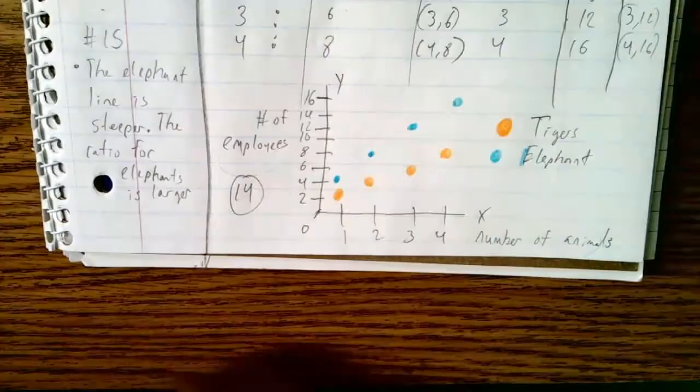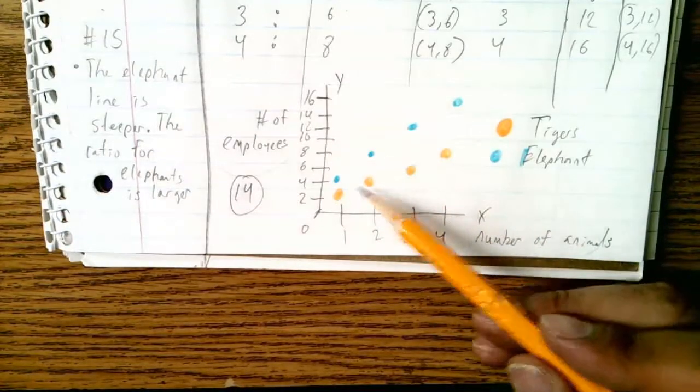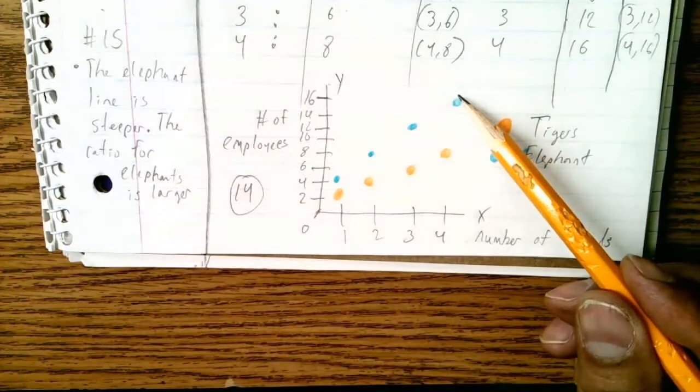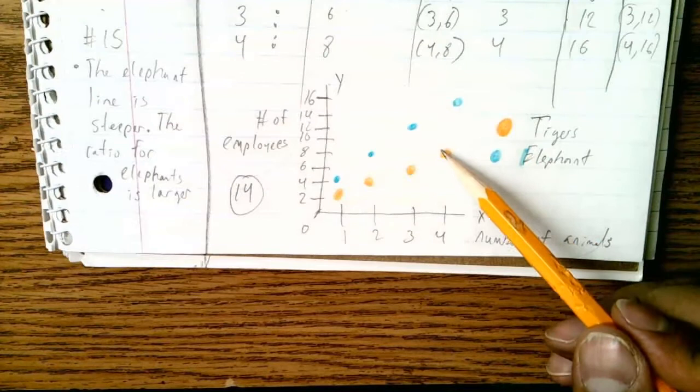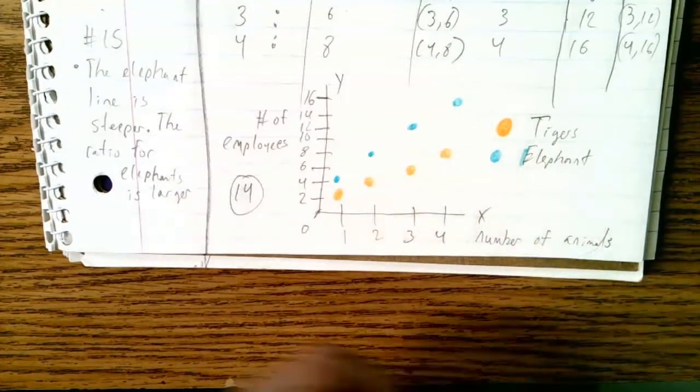Okay? And what does that tell you? It means the number of employees you need for elephants will increase much faster than the number of employees for tigers, right? And there's many things you can say. You know what? I'm going to show you what the book says.